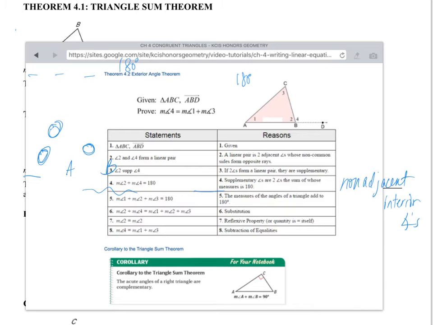So I'm going to extend this side of the triangle, AB, and I'm going to put a D here. And you're given this triangle ABC and the ray ABD. So I can say that angle 2 and angle 4 form a linear pair. And if they're a linear pair, we can say that they're supplementary. And then we can therefore state measure angle 2 plus measure angle 4 is equal to 180 degrees. Okay, and then my next step is to state that measure angle 1 plus measure angle 2 plus measure angle 3 is 180 degrees by the triangle sum theorem.